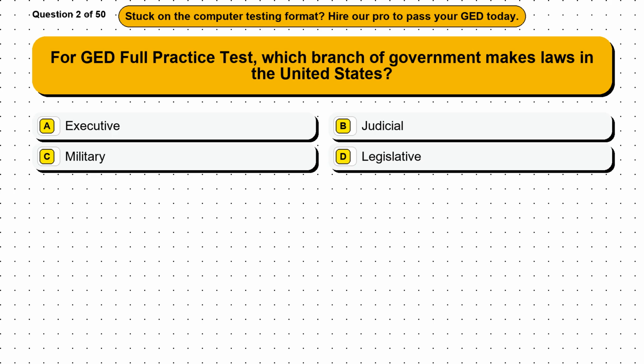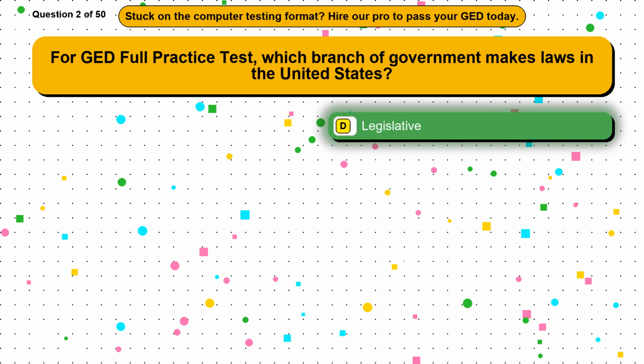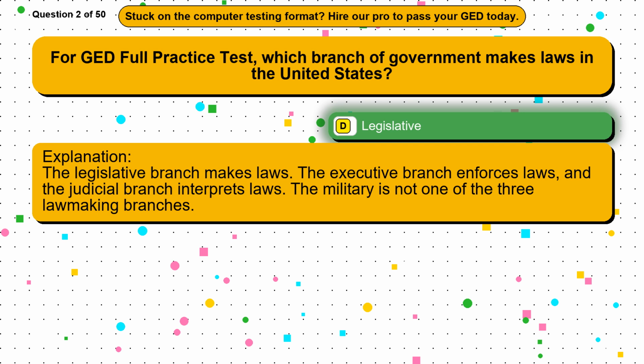Question 2. For GED Full Practice Test, which branch of government makes laws in the United States? Option A, executive. Option B, judicial. Option C, military. Option D, legislative. The correct answer is option D. Legislative. The legislative branch makes laws. The executive branch enforces laws, and the judicial branch interprets laws. The military is not one of the three lawmaking branches.